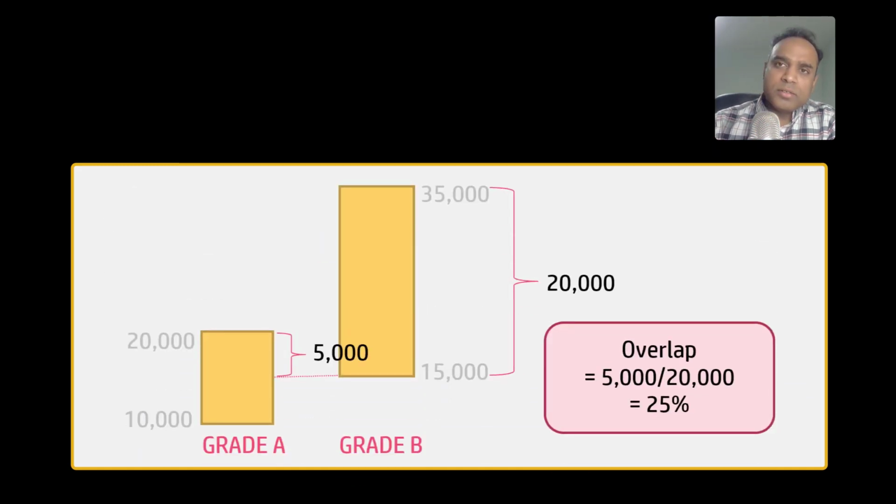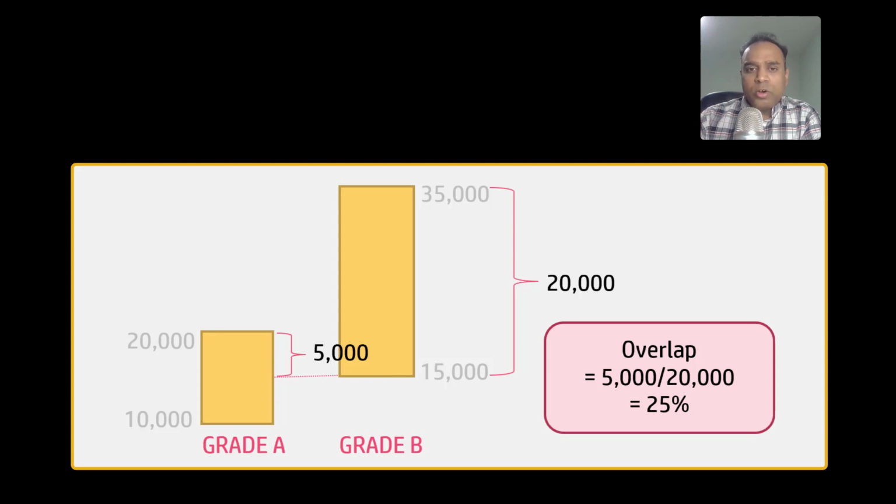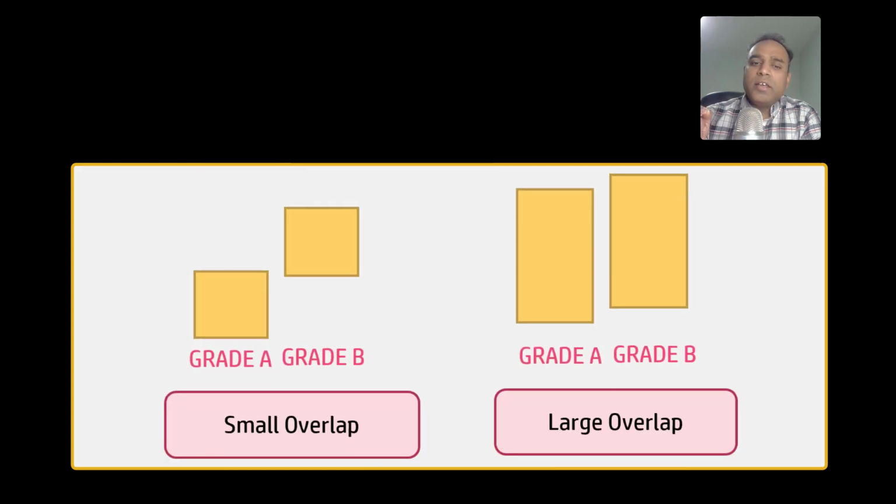Another important concept of measurement is the overlap. For example, here we have grade A and grade B. You can see that the overlapping portion between the two ranges is 5,000. For grade B, out of a total 20,000 range, 5,000 is overlapping with grade A. So that's a 25% overlap for grade B. And if your overlap is very small, then you would have to promote the employee to the next grade if you want to increase the salary.